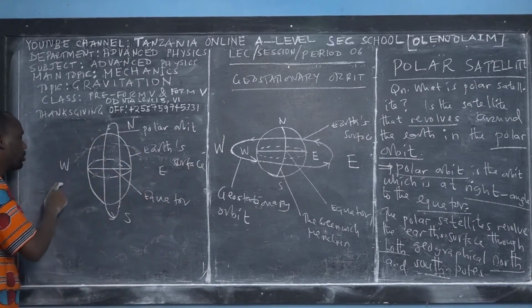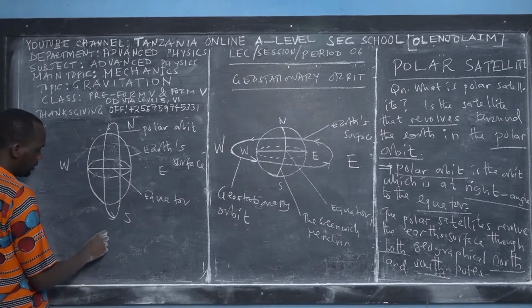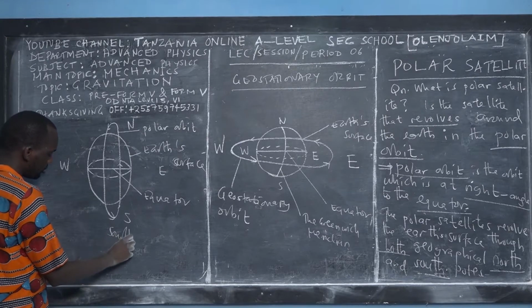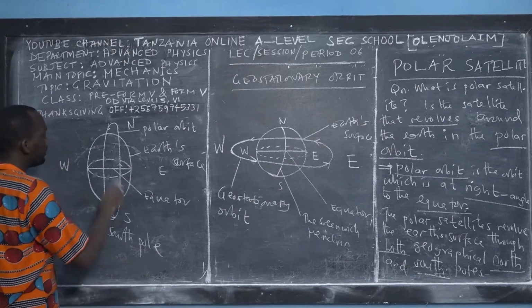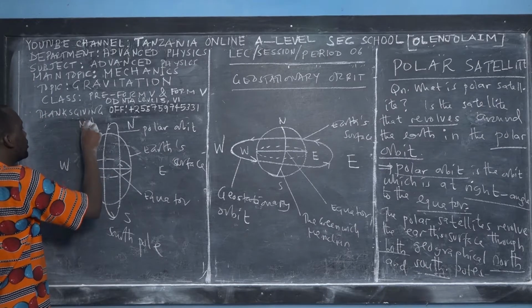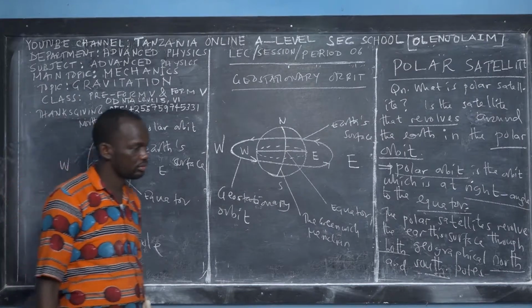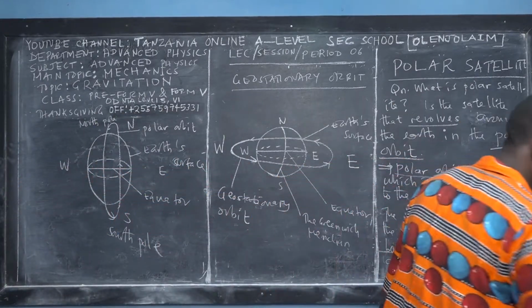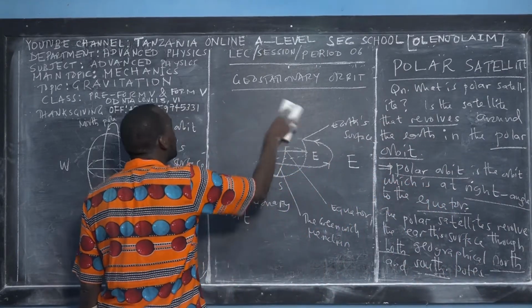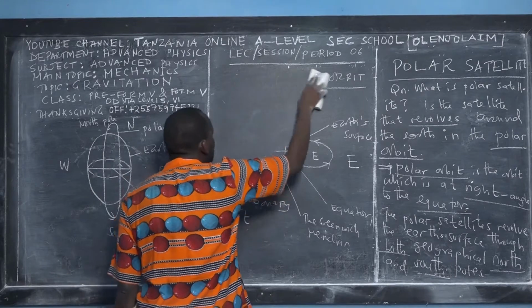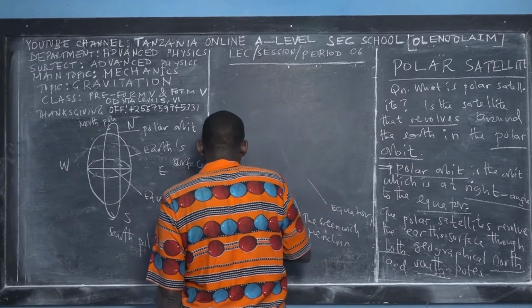And this is the North Pole. So this we call the South Pole. The South Pole. And this we call the North Pole. North Pole. Right? So that is how the polar orbit looks like in practical spacecraft.